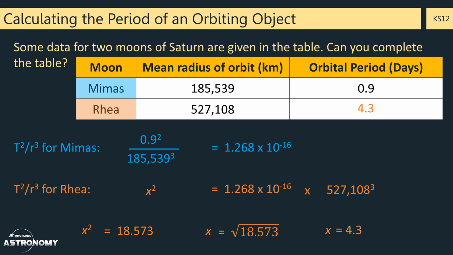So now you're confident using Kepler's third law to work out the period of an orbiting object. Have a go at some of our key questions.